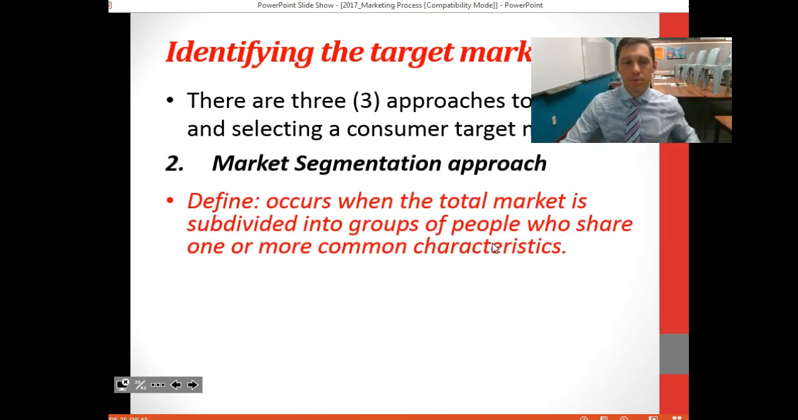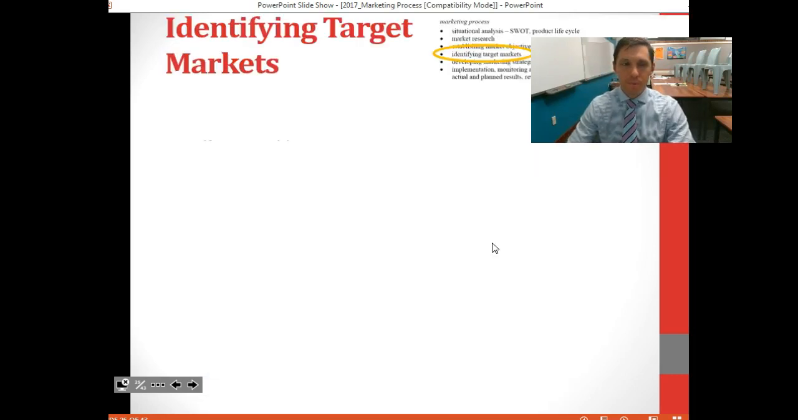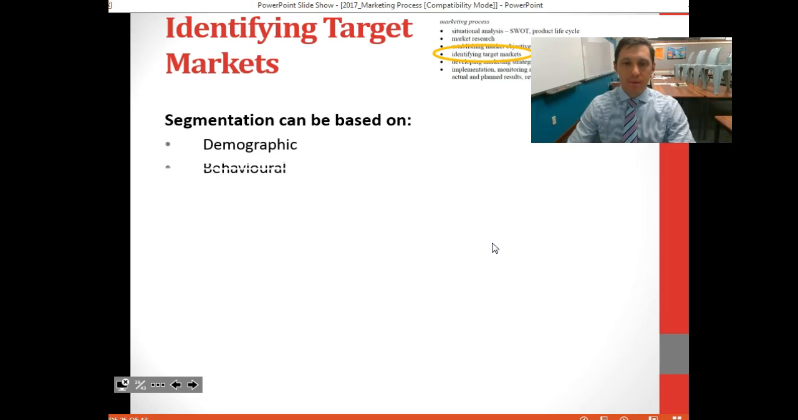Secondly, market segmentation is another approach to identifying your target market. It occurs when the total market is subdivided into groups of people who share one or more common characteristics. And that enables a business to design a plan that meets the needs of a relatively uniform group. Okay, segmentation can be based on things like demographic factors, geographic factors, psychological factors, and behavioural factors.